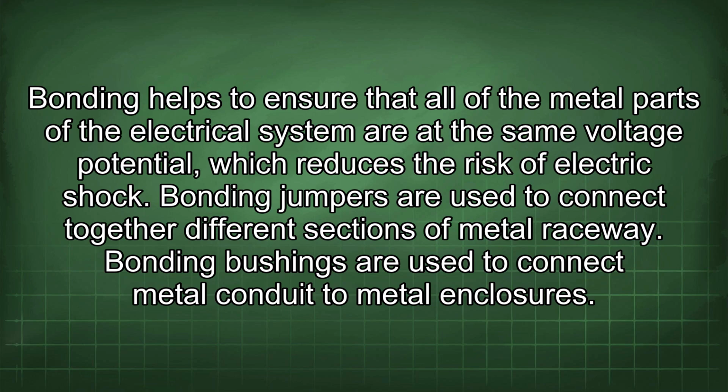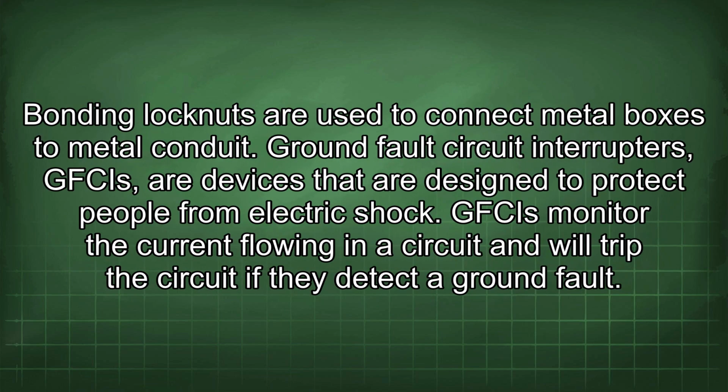Bonding jumpers are used to connect together different sections of metal raceway. Bonding bushings are used to connect metal conduit to metal enclosures. Bonding lock nuts are used to connect metal boxes to metal conduit.